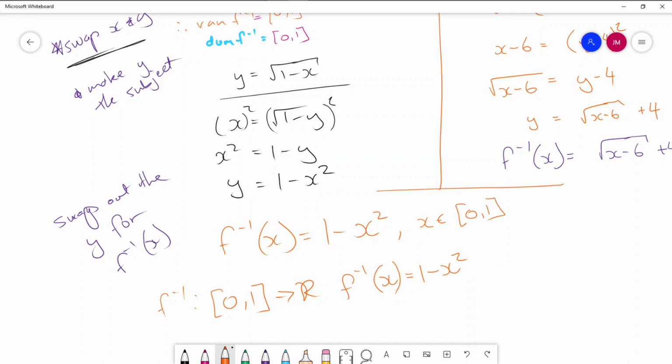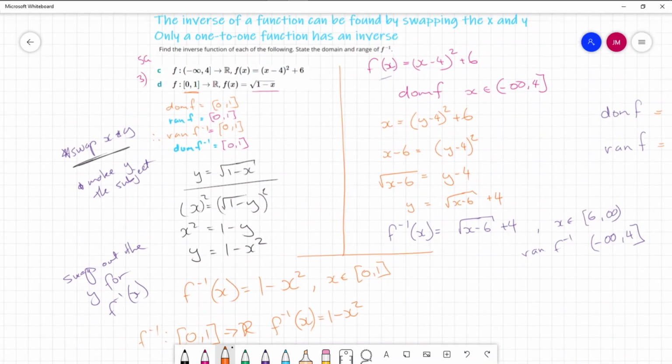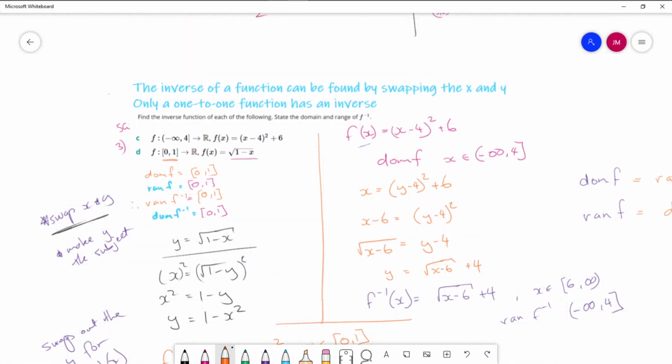Okay, I know it looked confusing at first. The more that you practice, we just swap the x and y's, rearrange to make y the subject. The only thing to be careful of at the start is to make sure that it is a one-to-one function you're trying to find the inverse of. Otherwise, the inverse does not exist.